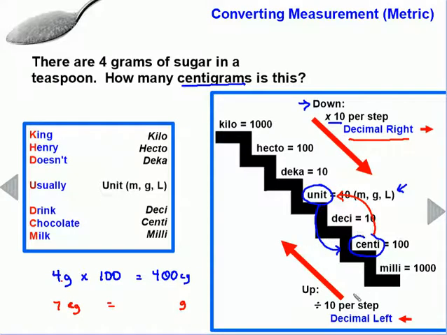That means we're going to do what? We're going to divide by 10 for every step. But the easy thing about it is to remember that all we have to do is move our decimal to the left. If we have 7 centigrams, our decimal point is right there. It's right there, so we're just going to move it over to the left 2 times. 1 and 2, and that's going to give us 0.07 grams in 7 centigrams.